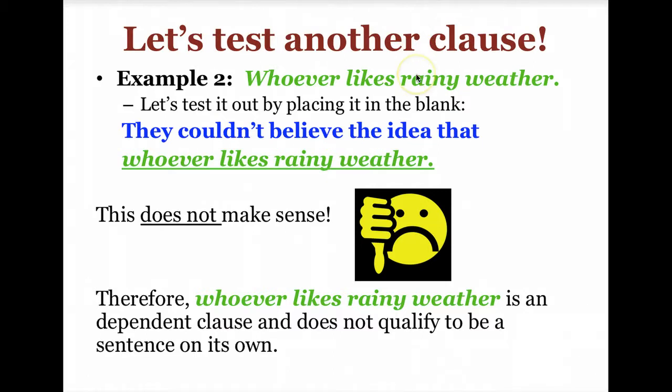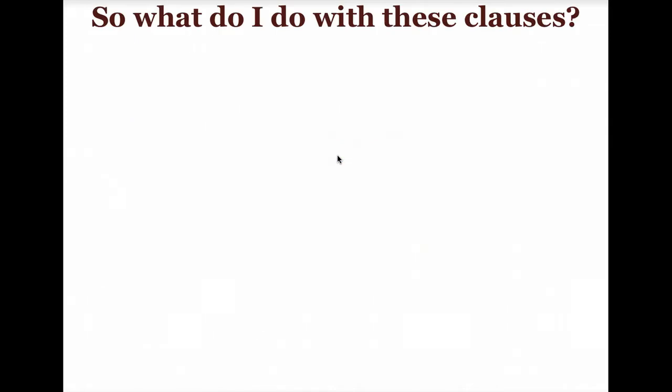Basically, a little side note, what this means is if you put this out on its own as a sentence, it's incorrect. It's what we call a sentence fragment. And I know that because I tested it in this blank and it didn't make sense. Let's go on. So, even if I do figure out that a clause is independent or dependent, what the heck do I do with it, right? What does this all mean?